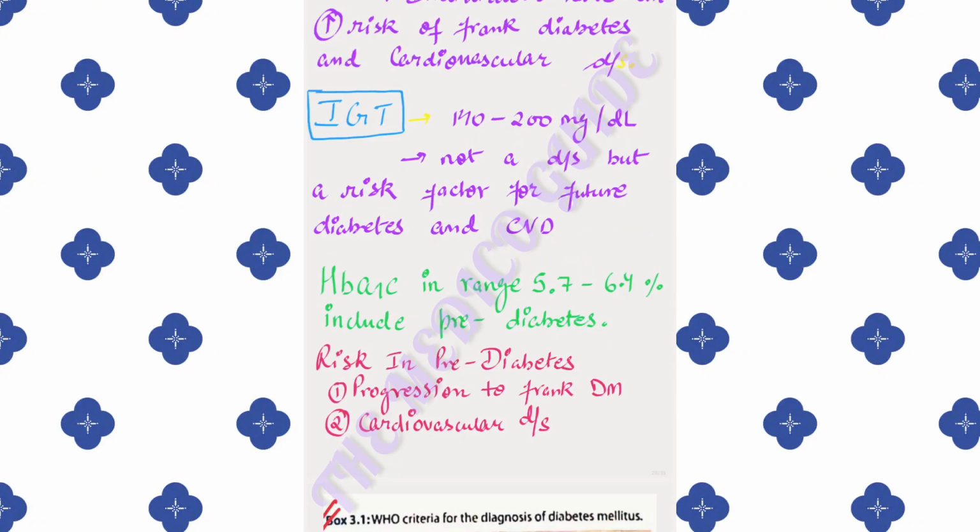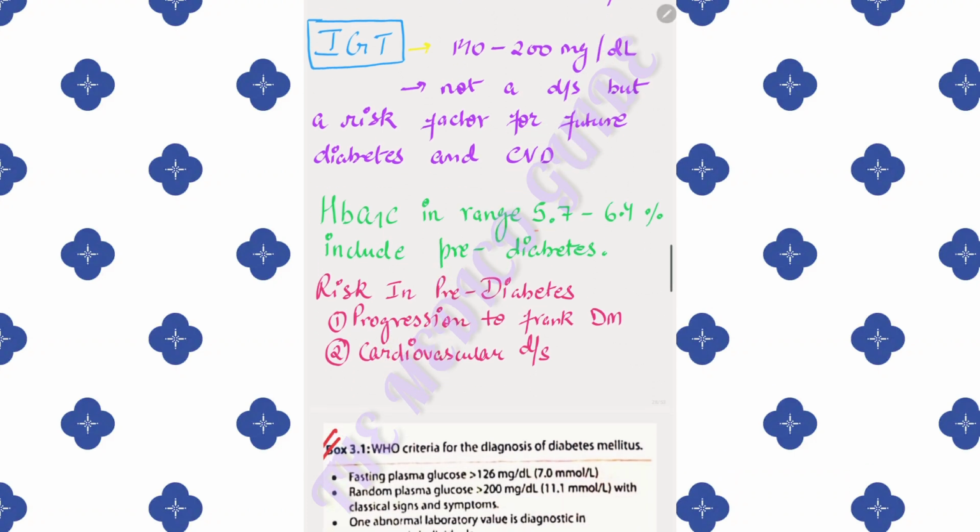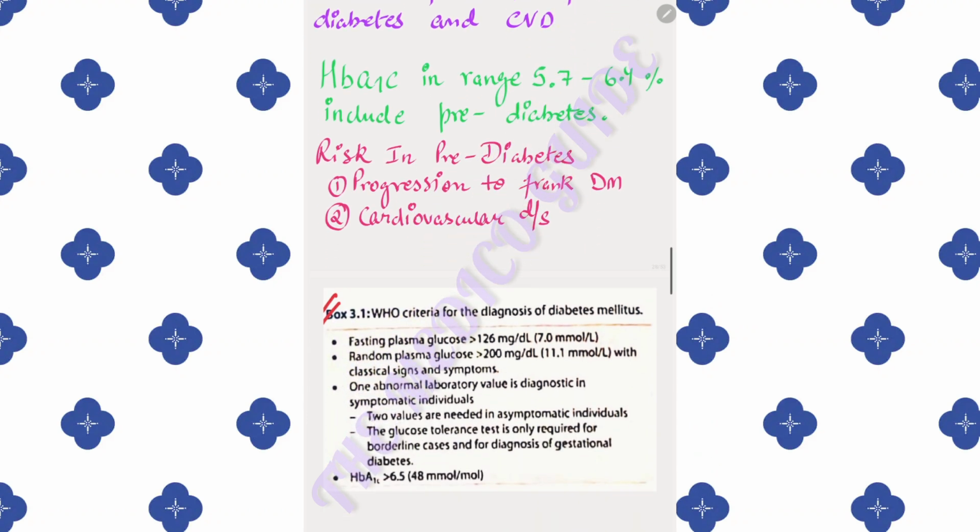Now I'm going to talk about the term IGT, the impaired glucose tolerance, which has a blood glucose level between 140 to 200 mg per dL. But it is not a disease; it is a risk factor for future diabetes and cardiovascular disease, or CVD. HbA1c in the range 5.7 to 6.4% includes pre-diabetes. In pre-diabetes, there is a progression to frank diabetes and to cardiovascular disease.